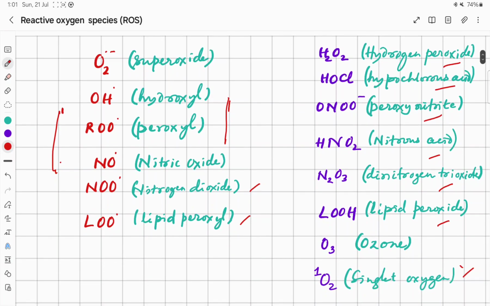On this side we have the free radicals, and on this side we have the non-radicals. The free radicals, for example: superoxide, hydroxyl, peroxyl, nitric oxide, nitrogen dioxide, lipid peroxyl. And non-radicals: hydrogen peroxide, hypochlorous acid, peroxynitrite, nitrous acid, dinitrogen trioxide, lipid peroxide, ozone, singlet oxygen. These are examples of non-radicals, and those are examples of radicals, radicals because of the presence of an unpaired electron in their outermost orbit.